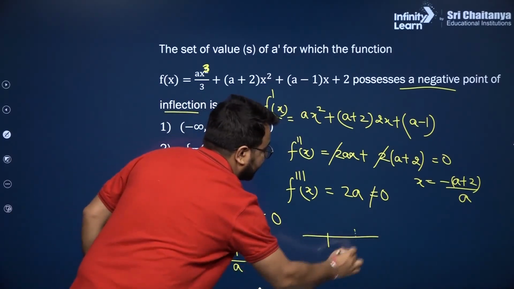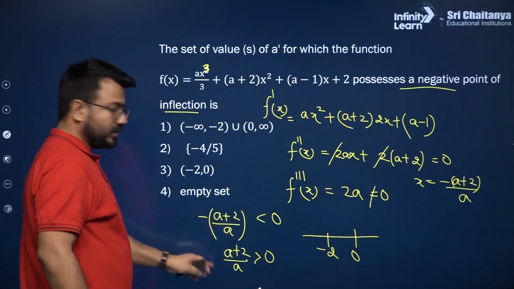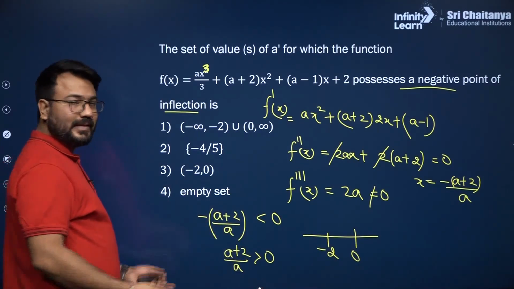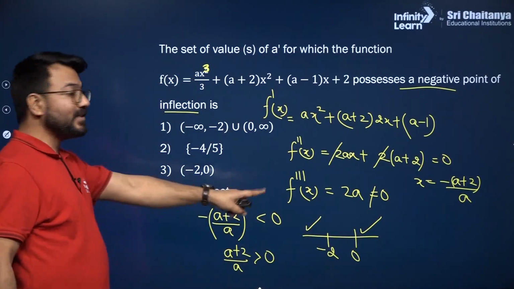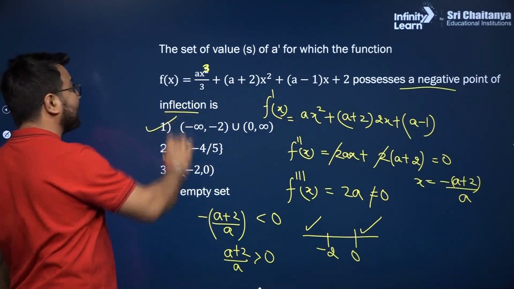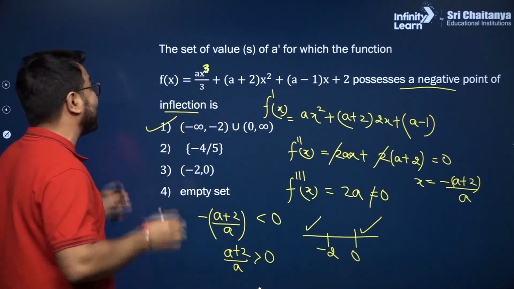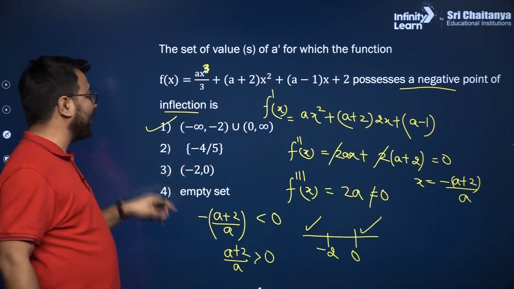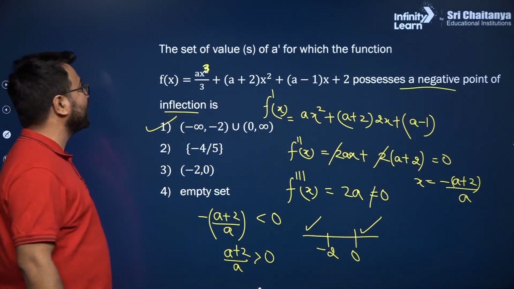And if I want to get the values of the interval, if I observe the critical points, they are minus 2 and 0. If I substitute a equals 1, then it is satisfying here. So this is included, but the middle one, minus 2 to 0, is not included. So minus infinity to minus 2, union 0 to infinity is the set of values of a for which the given function possesses a negative point of inflection. Are you able to understand how we have got this solution? If this is clear to you, then we can go ahead to the next question, okay?